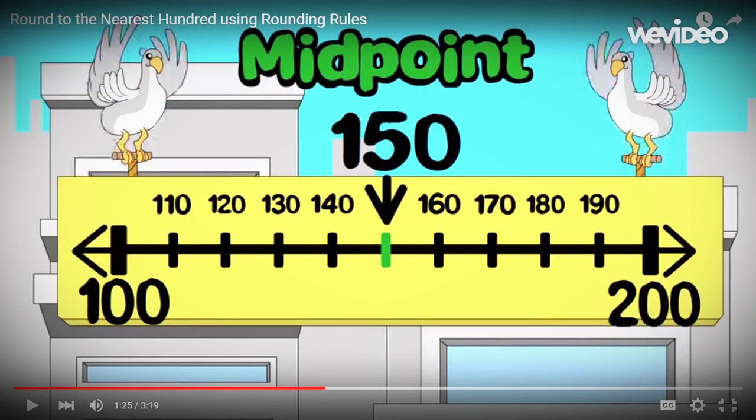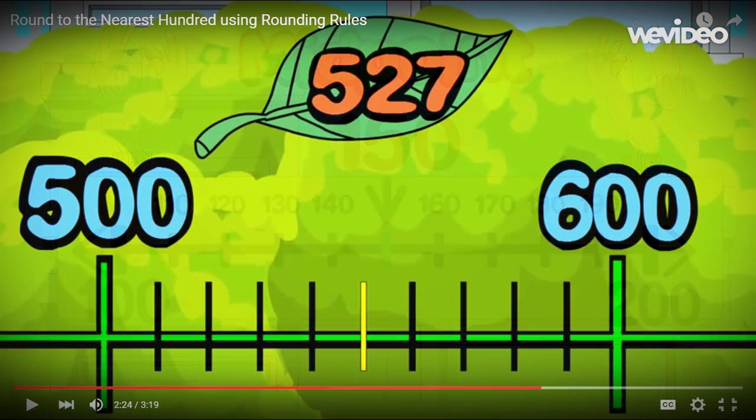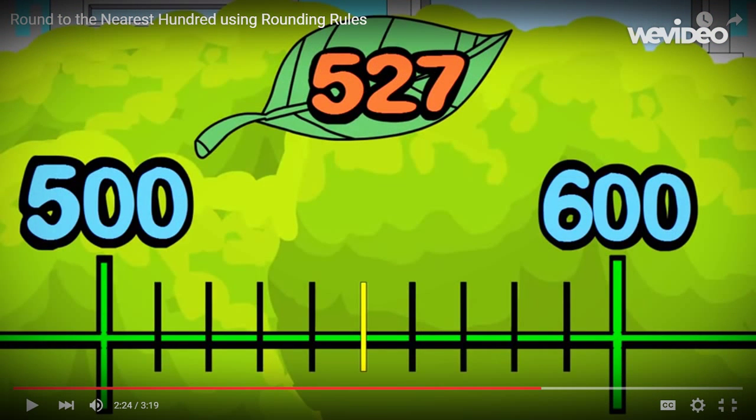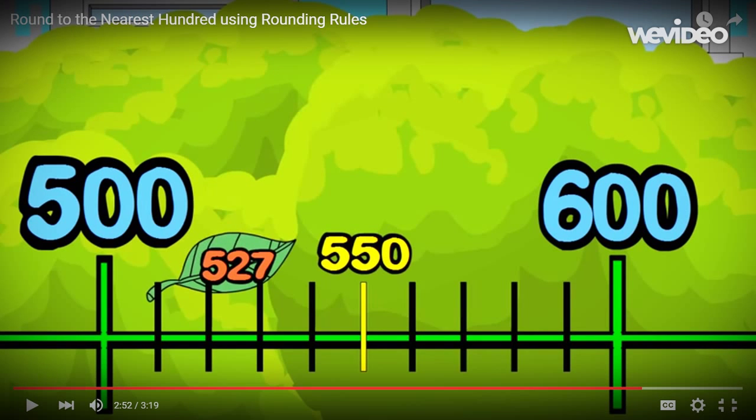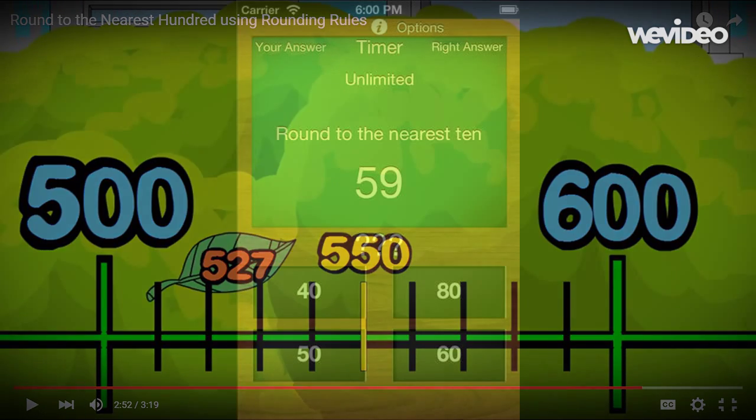As the video is playing, I will write the steps of rounding from the video on the board as they are explained. Step 1. Figure out what benchmarks to use. Step 2. Find the midpoint. Step 3. Locate your number on the number line. And step 4. Round your number to the nearest hundred that is closest. Once the video is done, I will review as a class and talk about why each step is important.